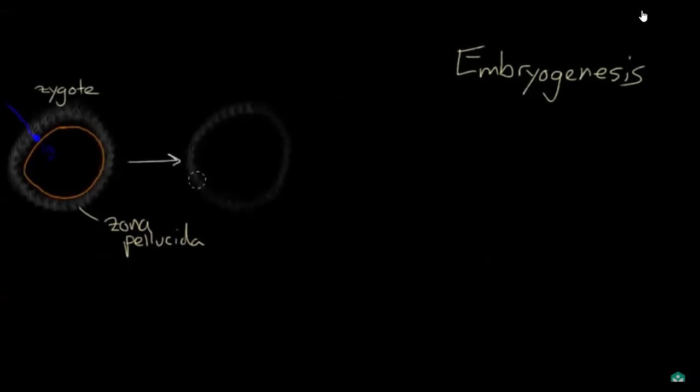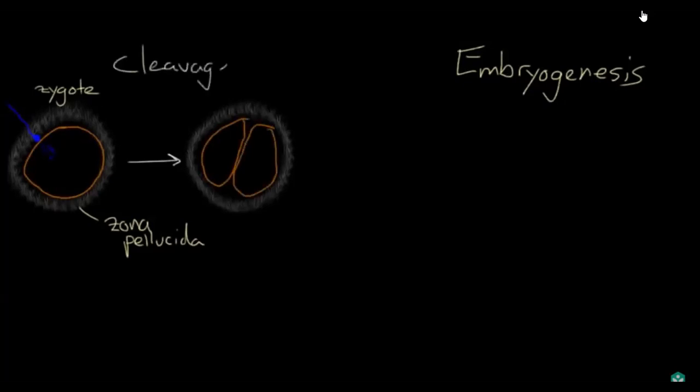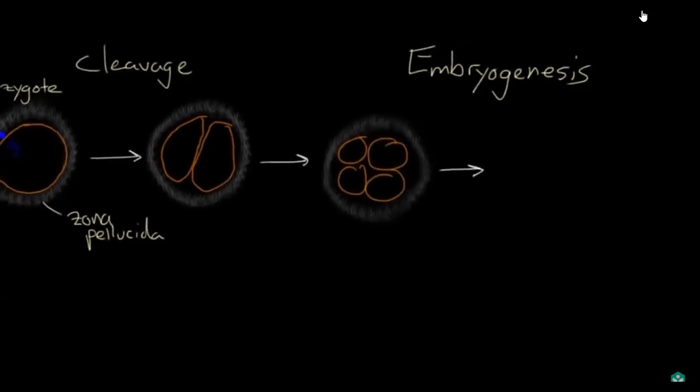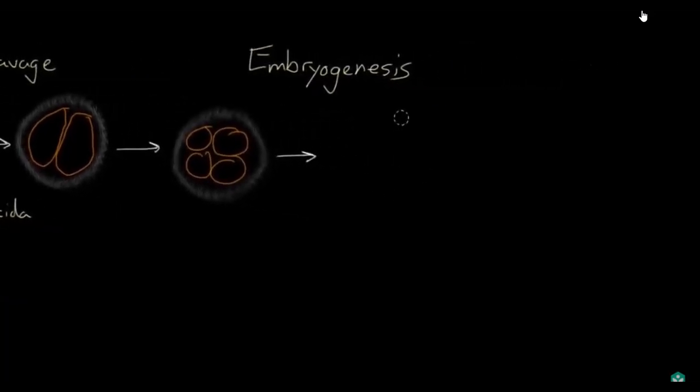So what you've got to do is divide into multiple cells. You've got to do it fast. In fact, you've got to do it so fast that you don't have time to grow. So you actually just split into two cells, and this process of splitting without growth is called cleavage. And you do this a number of times, dividing from 2 cells to 4, and from 4 cells to 8, all the while staying within the zona pellucida.